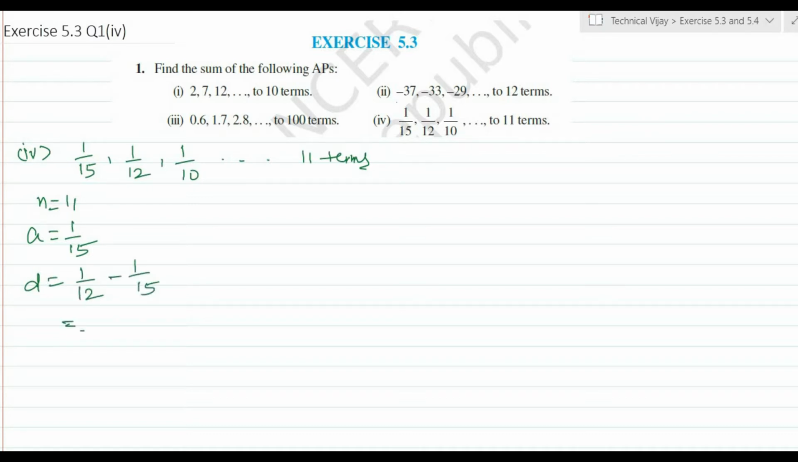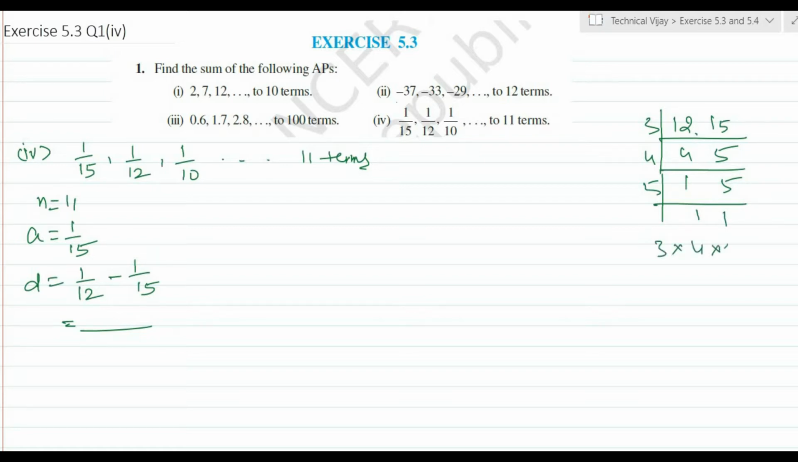So the LCM for 12 and 15 will be: 3 fours are 12, 3 fives are 15, and this 4 and 5 cannot be simplified again. So the LCM will be 3 into 4 into 5. 5 fours are 20, 20 into 3 is 60. So the LCM will be 60. So 60, 12 fives are 60, minus 15 fours are 60.